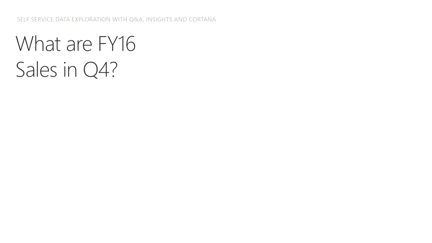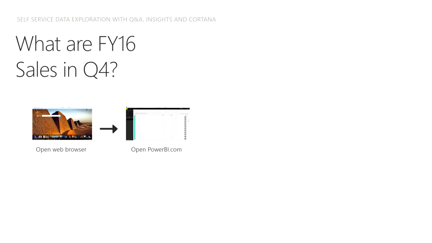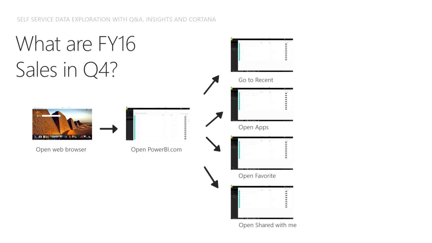Let's take, for example, a question that we would like to answer using a dashboard. So this is an example of a question: what are FY16 sales in Q4? So one way is to open the web browser. Another way is maybe to open the mobile app. Then we can navigate to the site. And these are only examples of navigation ways to find the data.